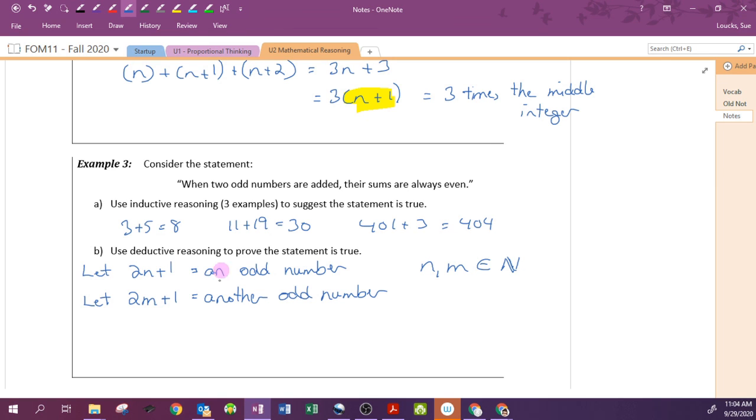Okay. So then I'm going to add these two together. So I'm going to go 2n plus 1 plus 2m plus 1. And I'm just going to pause for a second to say, are those brackets necessary? Are they strictly necessary or are they just helpful? Well, I think they're not strictly necessary because if I didn't write them, it would equal the same thing.